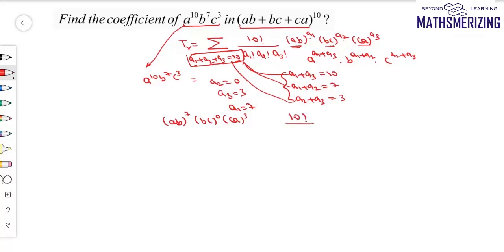Now what is the value of a1? a1 is factorial 7, a2 is factorial 0 and a3 is factorial 3. So I can write 10, 9, 8. Factorial 7 will cancel. Factorial 0 is 1 and this is 3 into 2. So there will be 3, 4. So that should be 120. So the coefficient of A to the power 10, B to the power 7, C cube should be 120.